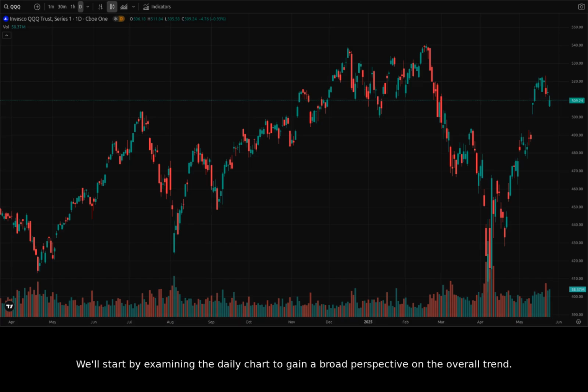We'll start by examining the daily chart to gain a broad perspective on the overall trend. Looking at the one-day chart, we see a pattern of volatility throughout the year. We've seen multiple rallies, followed by pullbacks, indicating a market that's sensitive to news and economic events.